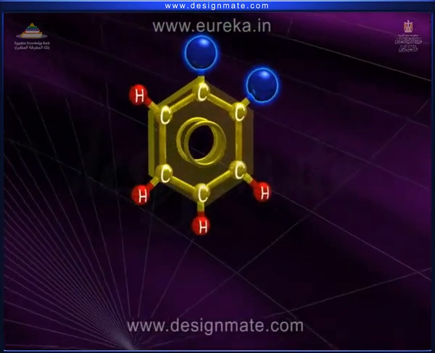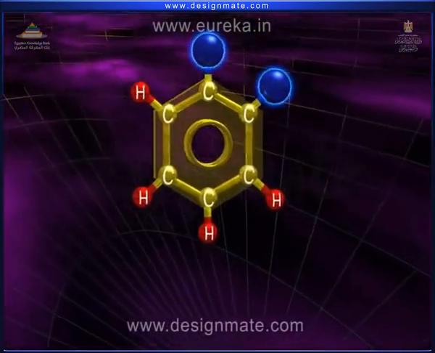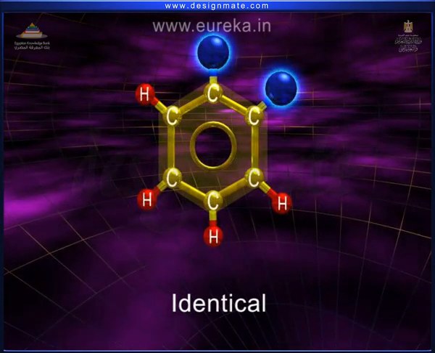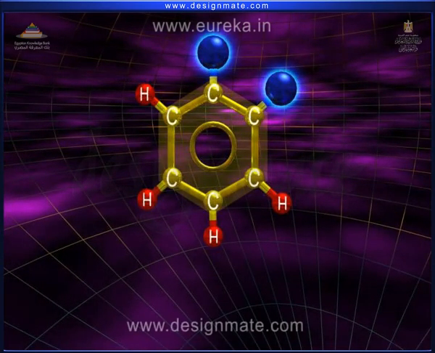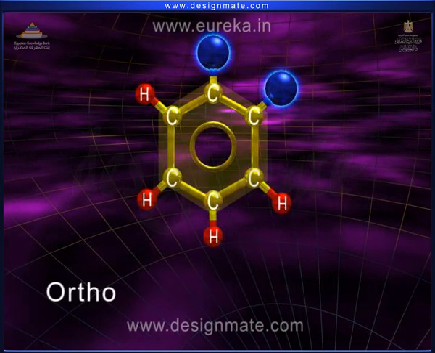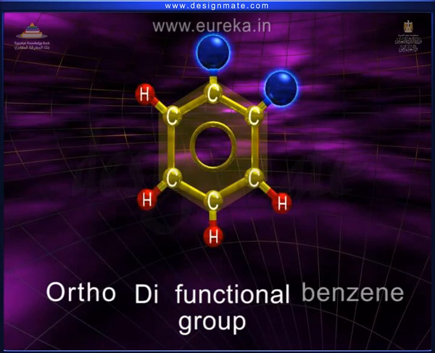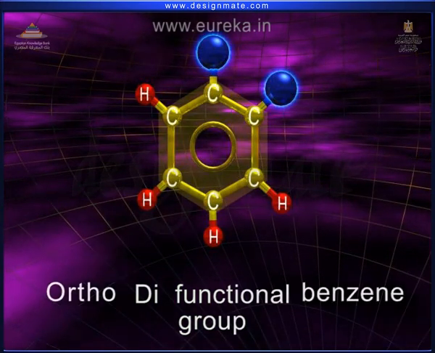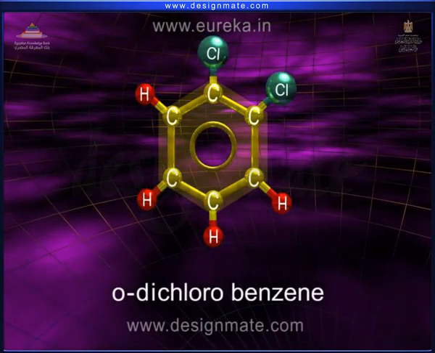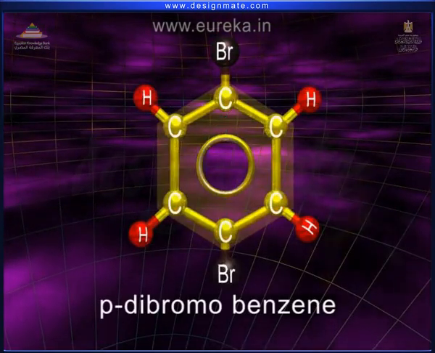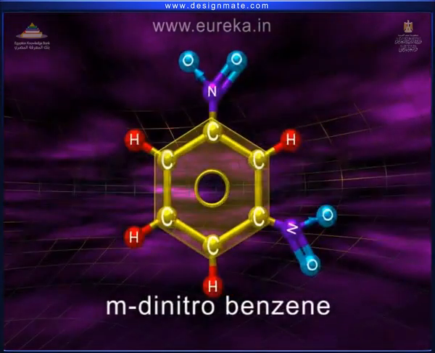In disubstituted benzene derivatives, if both the functional groups are identical, then to name such compounds, first the sign for the functional group position, then the prefix di, then the functional group, and finally the word benzene is added. For example, ortho-dichlorobenzene, para-dibromobenzene, meta-dinitrobenzene.